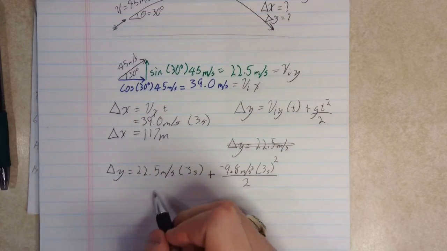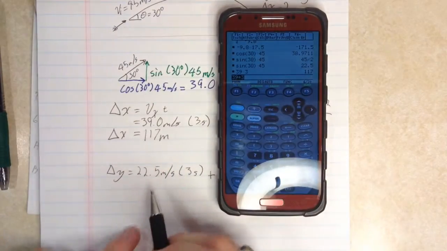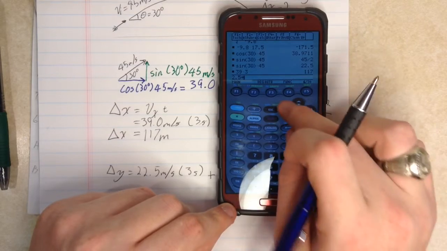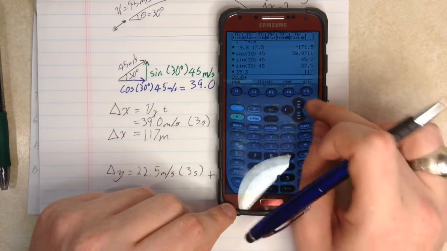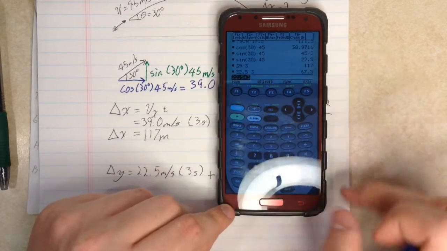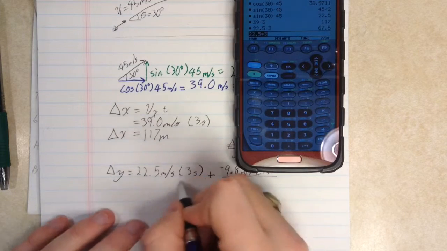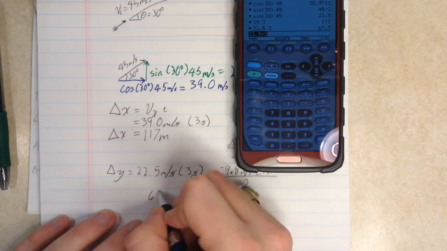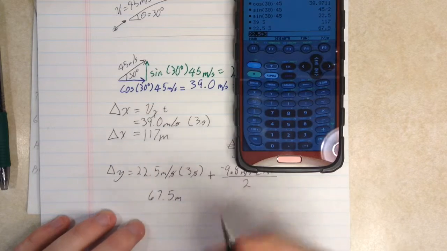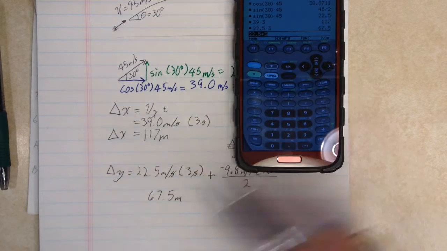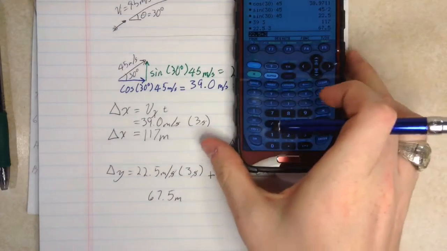Let's do this term first. 22.5 times 3 gives us 67.5, and that'll be meters. Our seconds will cancel out, so we'll have 67.5 meters. Now, interestingly enough, that is how far this projectile would have gone vertically in 3 seconds were there no acceleration, were gravity not pulling down on it.